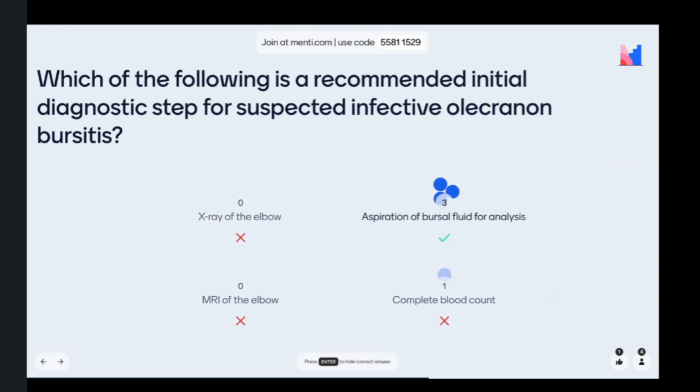Yeah, it's the aspiration of bursal fluid for analysis. You guessed that right. Complete blood counts. Yeah, I understand from which perspective you choose this one. But in this case, specifically, if it's an infection, we're afraid it will be something bad for the patient. So we choose the aspiration to know the etiology.